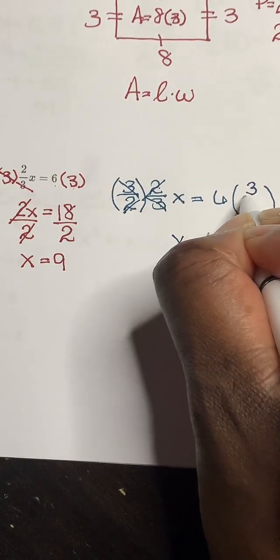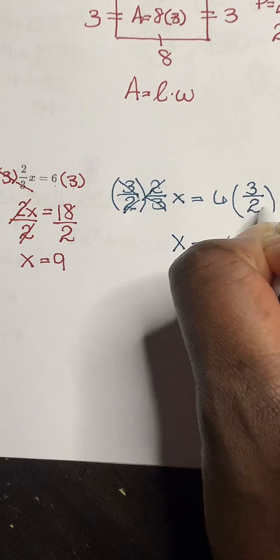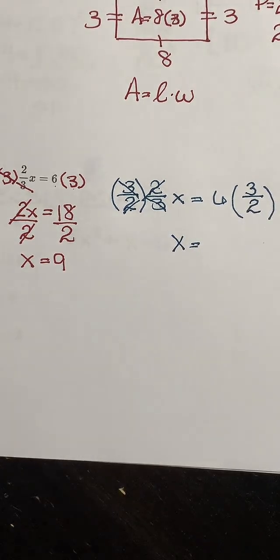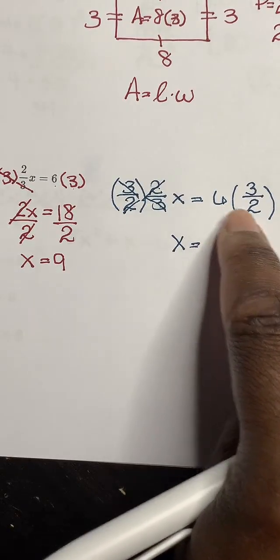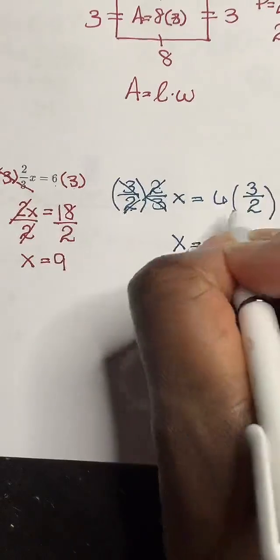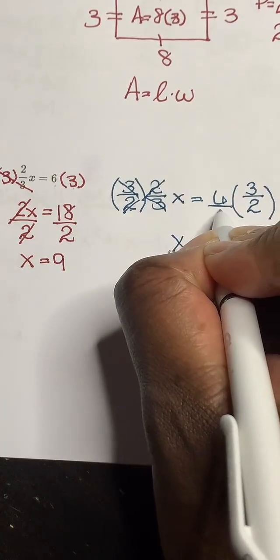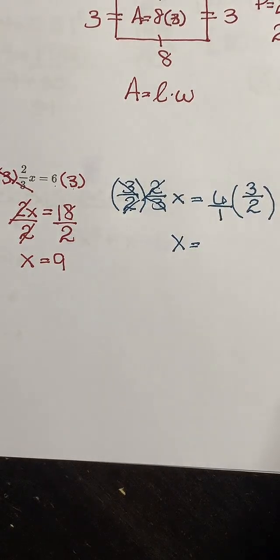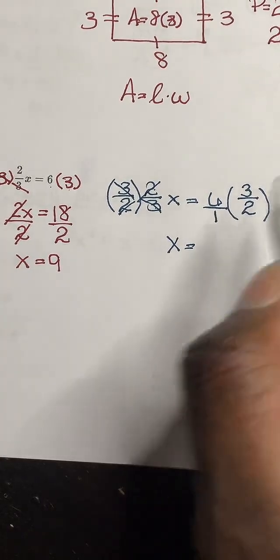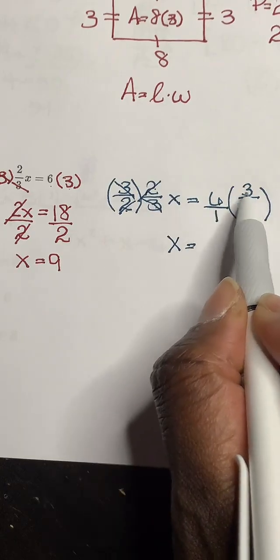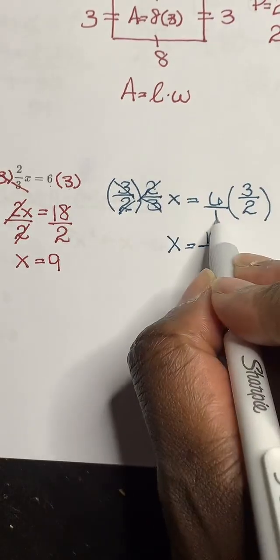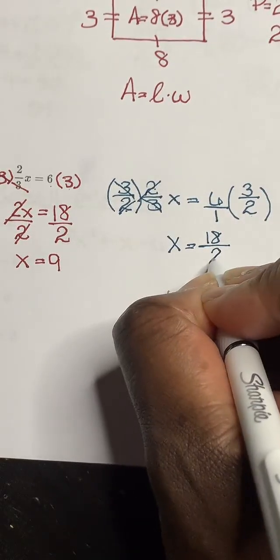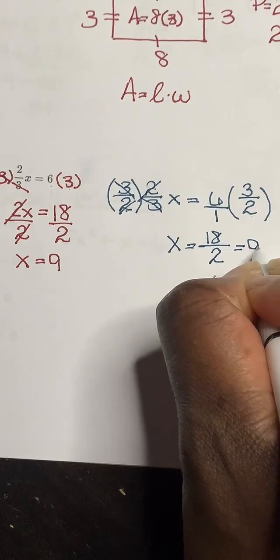So if I multiply the reciprocal on one side of the equal sign, I have to do exactly the same thing on the other. Now, when you are multiplying a whole number with a fraction, you can make that whole number into a fraction without losing its value by putting it over 1. So now you can do 6 times 3, which gives me 18, over 1 times 2, which gives me 2, and that equals 9.